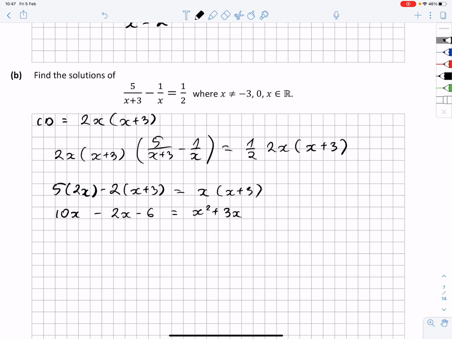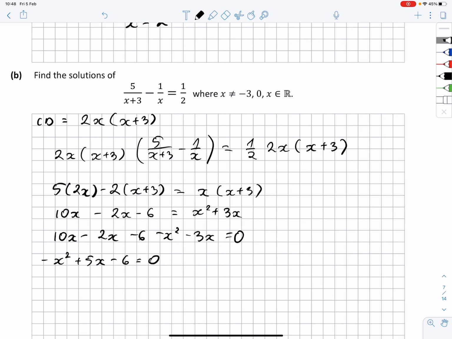Bring everything together to the left hand side. So 10x minus 2x minus 6 minus x squared and minus 3x. By simplifying, that equals 0. So let's simplify. We have terms with x squared. Terms with x, 10x minus 2x is 8x. Minus 3x is 5x. So let's put plus 5x. And terms with just the normal numbers, we have minus 6. So let's write that down. Minus 6 equals 0.